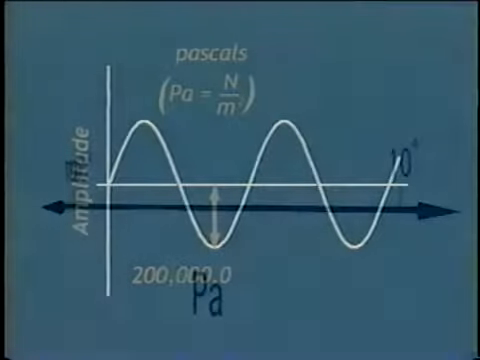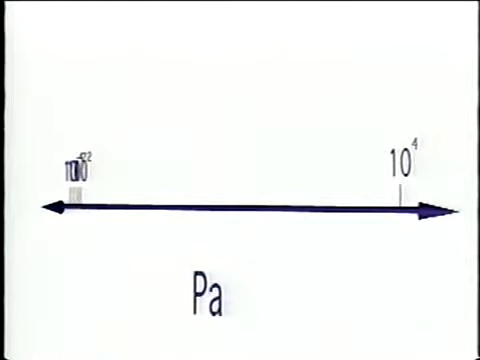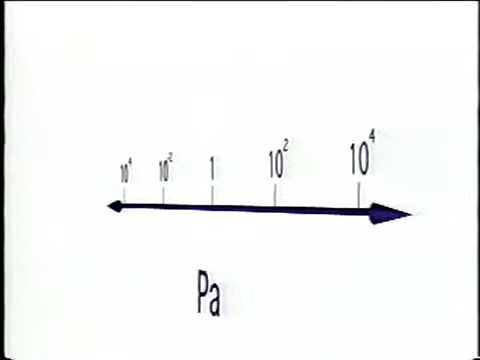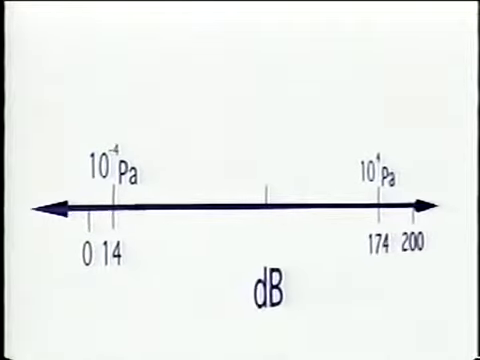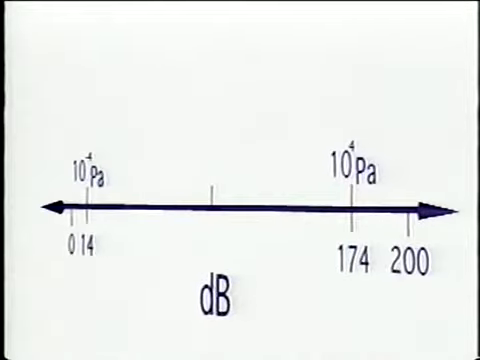Because of the wide range of amplitudes encountered when measuring pressure, it has become convenient and customary to plot the pressure data on the more compact logarithmic scale. On this scale, the unit is the decibel, abbreviated dB, and now instead of plotting the acoustic pressure, you plot the sound pressure level. The decibel values shown here correspond to measurements in the air.